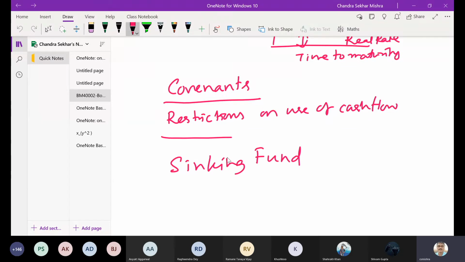So in a secured bond, a secured debenture, this particular provision is there. When unsecured, you may not have it. But as a finance person, forget about whether there is a regulation or restriction or not. As a financial planner, you should always do this sinking fund. And sinking fund is also used for another case.